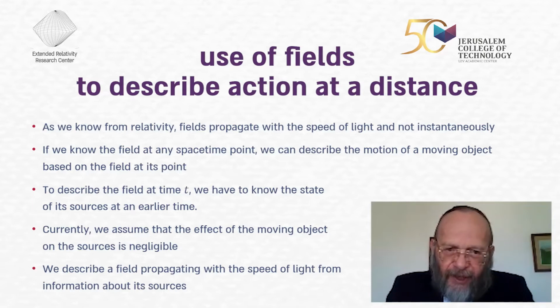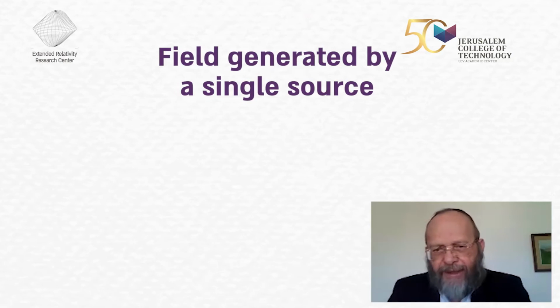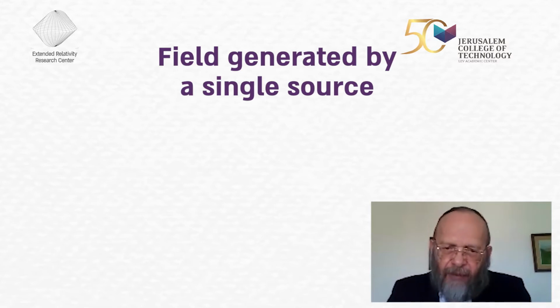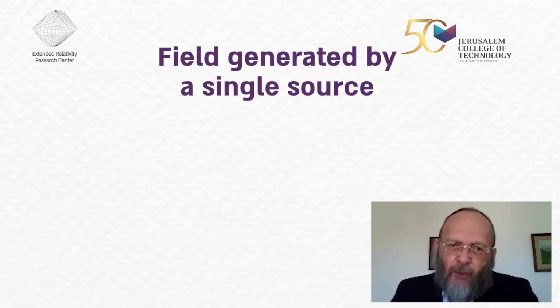So we will describe a field propagating with the speed of light from information about its sources. The assumption is we know what happened with the sources, and we will describe the field propagating with the speed of light. Now, if we have several sources, we may assume the effect of them will be somehow additive, but you have to be careful. You cannot add the acceleration, so we have to be more careful about where we can assume it to be additive. So it's enough to start by solving the problem for a single source. And that's what we'll try to move forward with today.